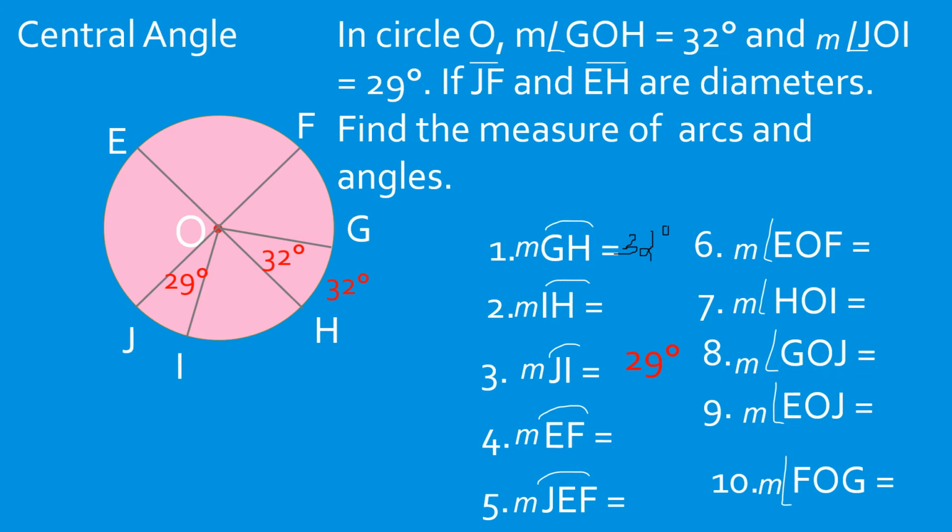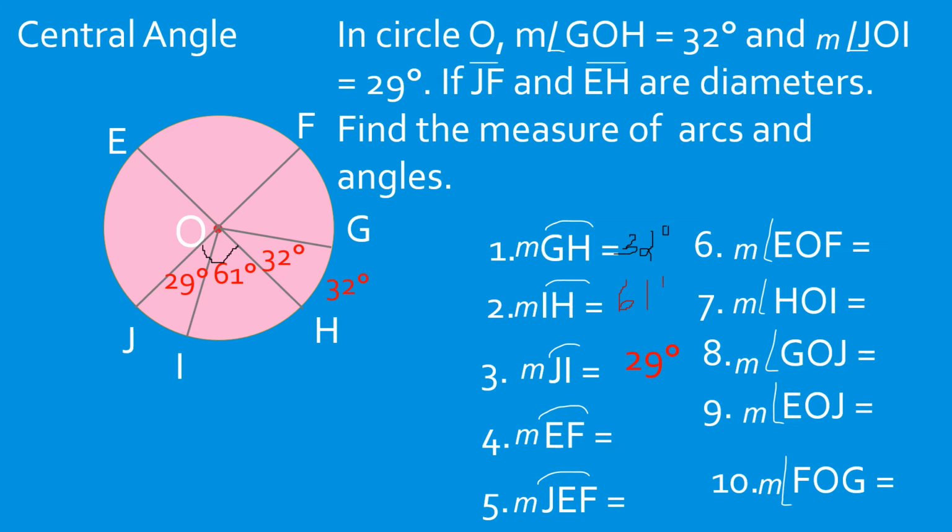Now, we know that EH is a diameter. It means that this angle is a right angle, or 90 degrees. So we can now find the measure of angle HOI, or IOH, which is 90 minus 29, that is equal to 61 degrees. If we know the angle, we can now find the measure of the arc. Therefore, the measure of arc IH is equal to 61 degrees.